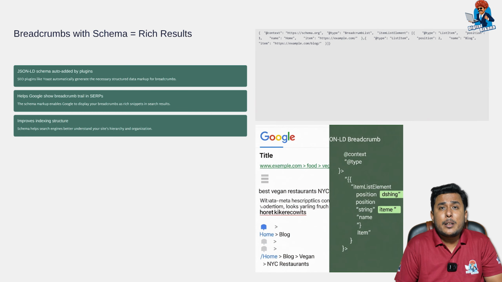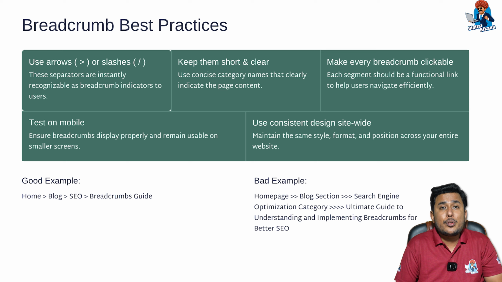When you enable breadcrumbs through Yoast or manually, they also add schema markup, which helps Google display breadcrumbs in rich results. To get the most out of breadcrumbs, follow a few best practices: make them clear, don't duplicate links, and make sure they are mobile friendly.